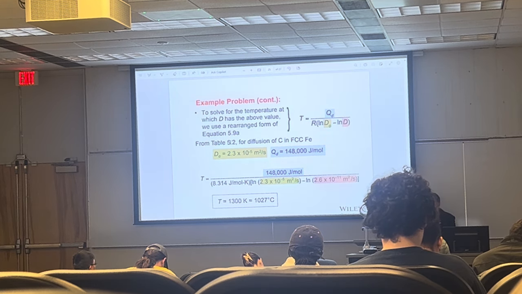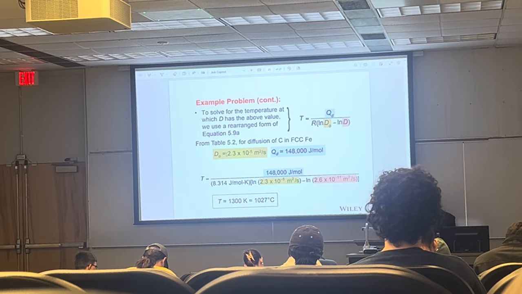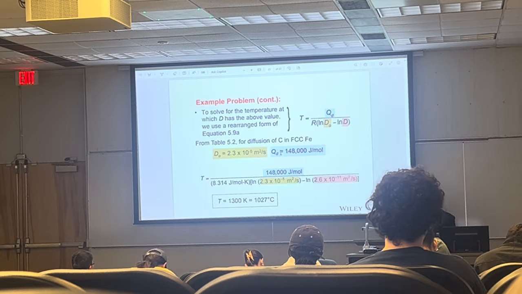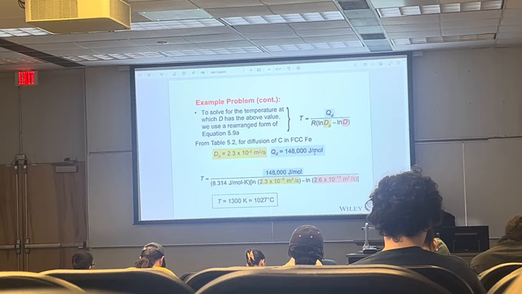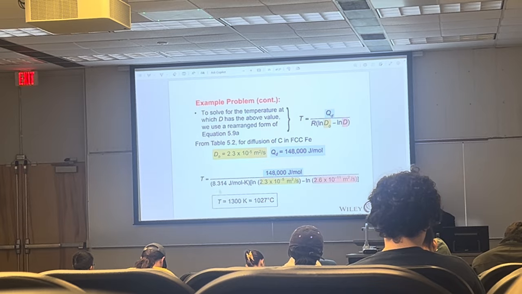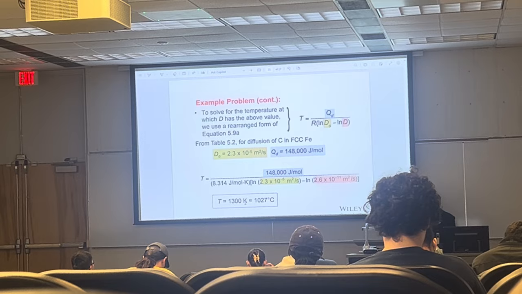To find out D0, there's a table in the book that gives you the diffusion of carbon in FCC iron. So D0 is 2.3 × 10^-5 meters squared per second, with the activation energy of 148,000 joules per mole. And that allows us to calculate the temperature, which is 1300 degrees Kelvin.